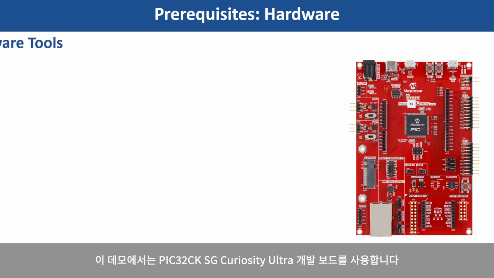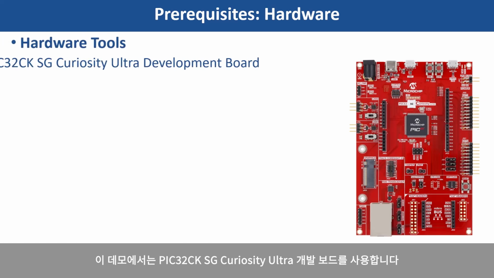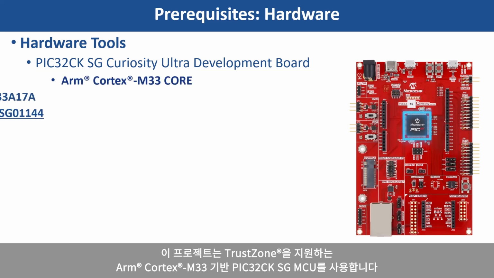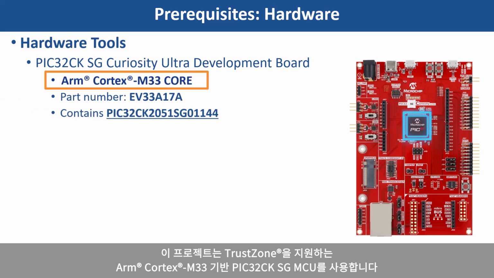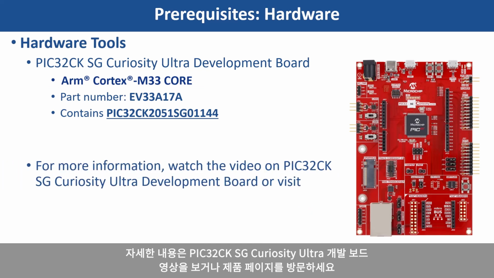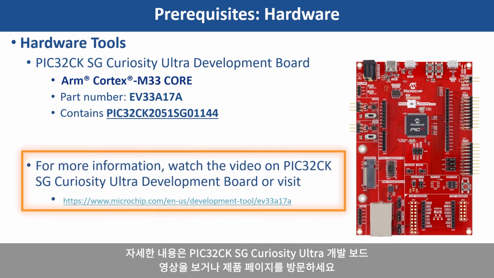For this demonstration, we will use the PIC32CK SG Curiosity Ultra development board. This project uses the ARM Cortex M33 based PIC32CK SG MCU with TrustZone support. This MCU has an integrated hardware security module, HSM. For more information, watch the PIC32CK SG Curiosity Ultra development board video or visit the kit page.